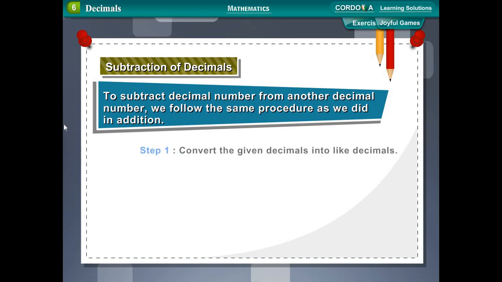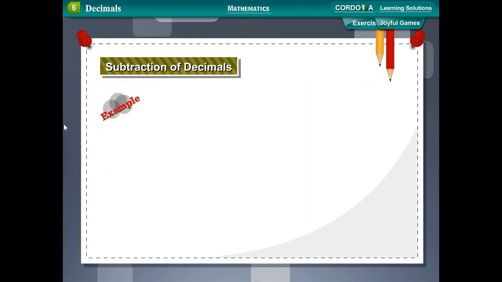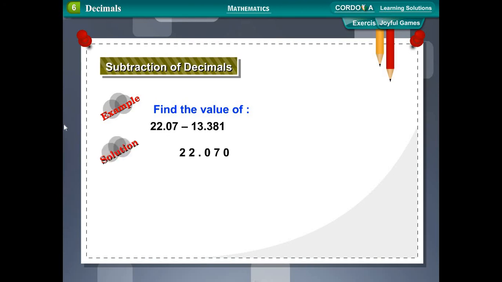To subtract a decimal number from another decimal number, we follow the same procedure as we did in addition. Step 1. Convert the given decimals into like decimals. Step 2. Arrange the like decimals in a column with decimal points falling in one line and then subtract. The following examples show the procedure of subtraction. Example: find the value of 22.07 minus 13.381. Therefore, 22.07 minus 13.381 is equal to 8.689.